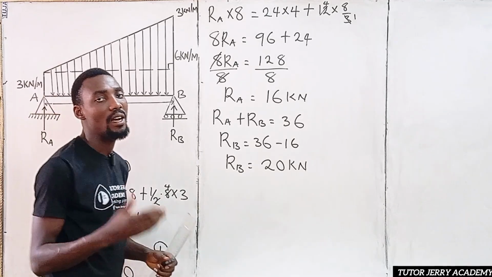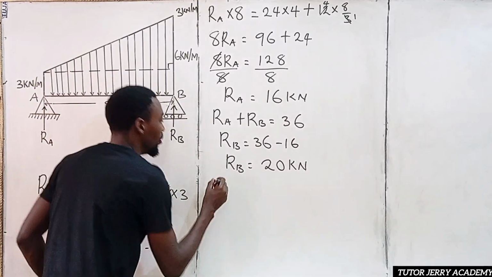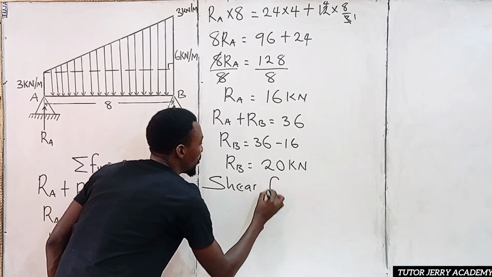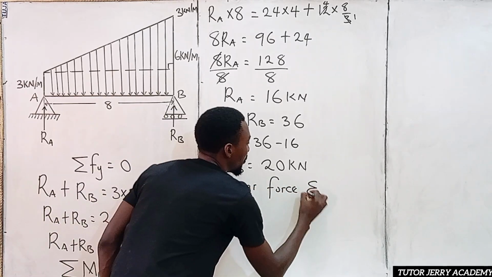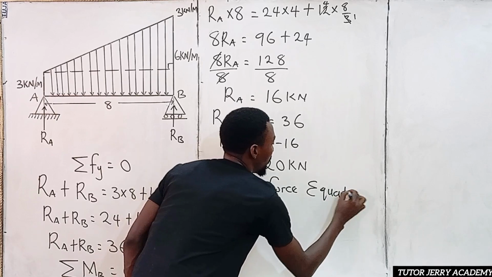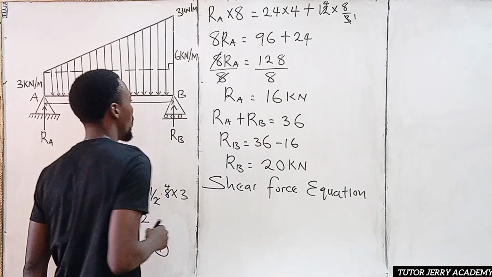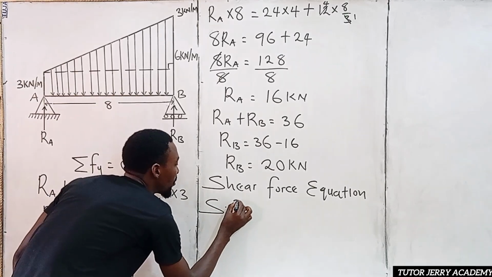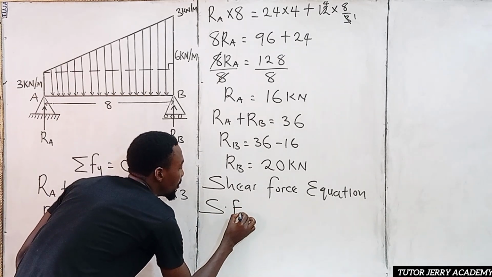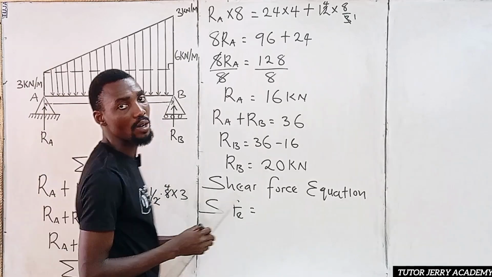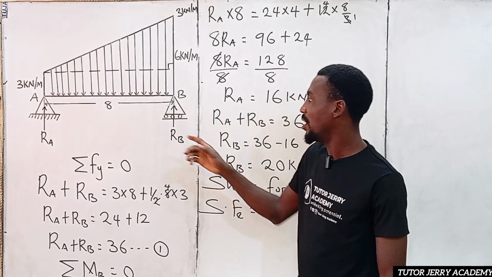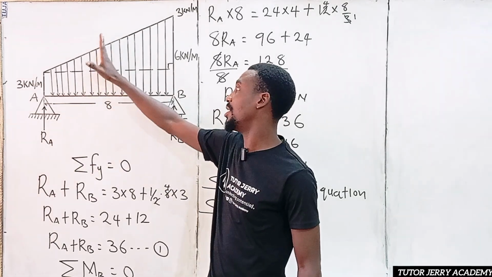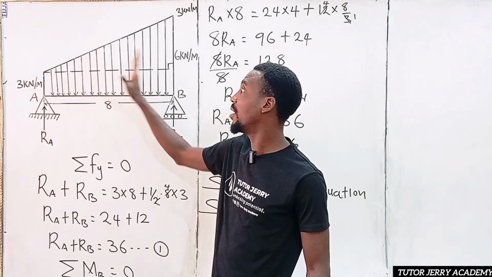So now that we have the reaction at A and the reaction at B, now we can go for our shear force equation. All right, so for us to do our shear force equation, we are going to denote that with S subscript F subscript E, which is going to be equal to, our shear force equation is going to be RA multiplied by what? That is, we are going to section this beam.